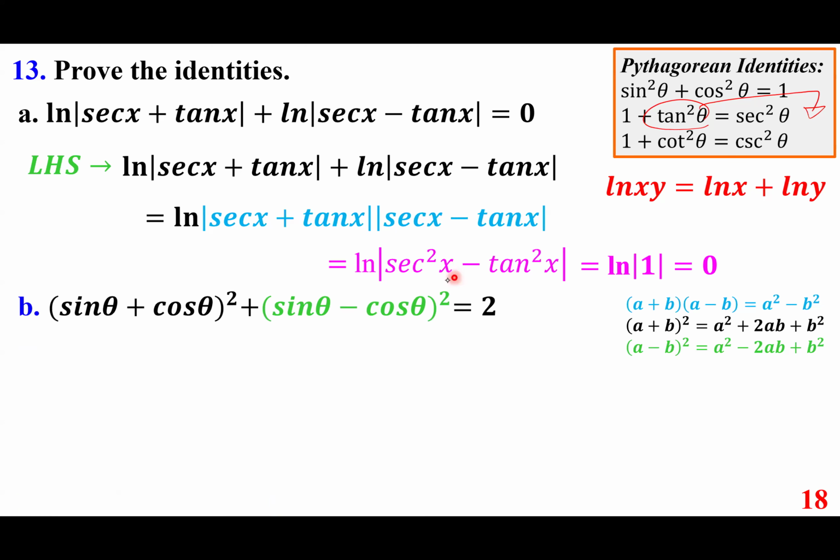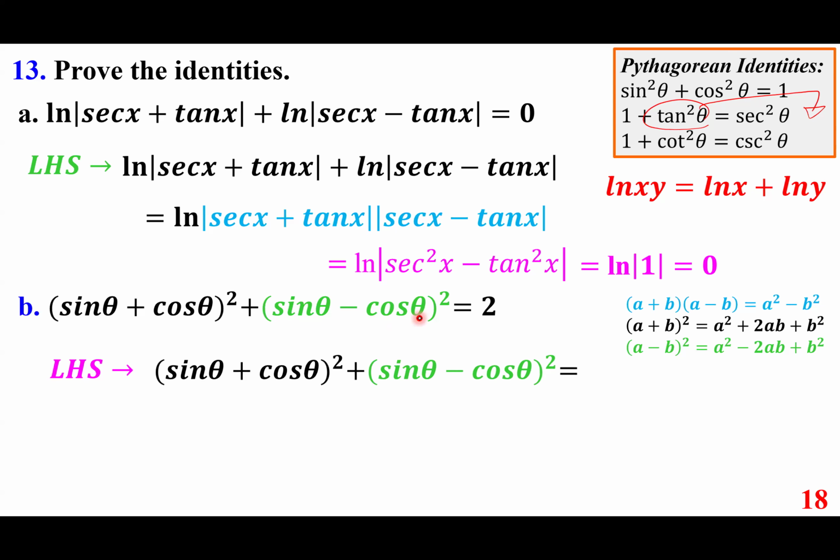All right, we're going to continue, everybody. Sine theta plus cosine theta quantity squared plus sine theta minus cosine theta quantity squared equals 2. We start obviously with the most complicated side, which is the left-hand side. To square this, we're going to use a plus b squared, a squared plus 2ab plus b squared, and this one a minus b squared. So this one is sine squared plus 2 sine theta cosine theta plus cosine squared. This is sine squared minus 2 sine theta cosine theta plus cosine squared theta.